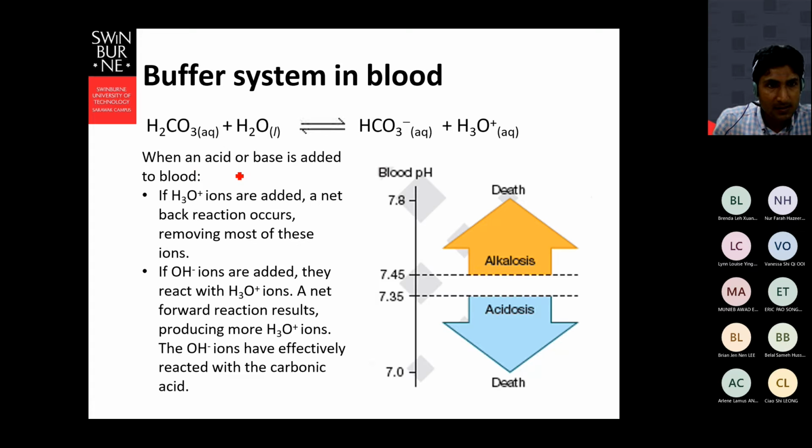Okay, so this is our buffer system, the blood buffer. If our blood has a pH of more than 7.45 to be precise, it is called alkalosis. If it is 7.35, it's called acidosis, and it is dangerous. If more than 7.8, we die. If less than 7, we die as well.